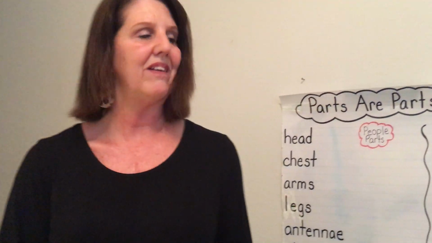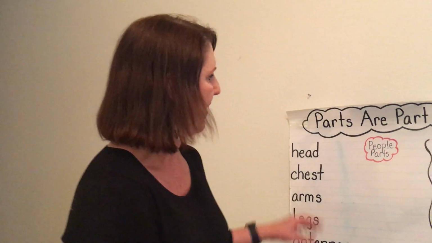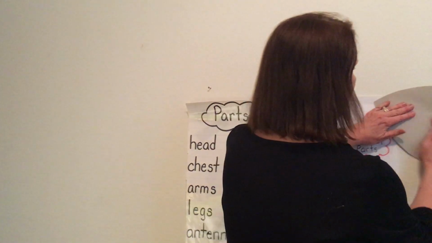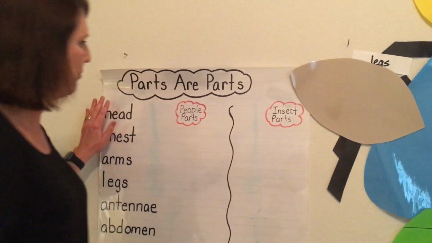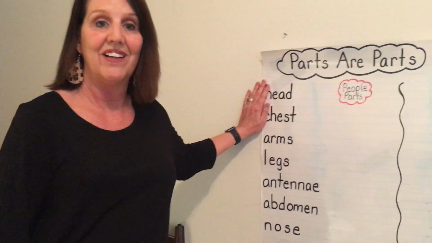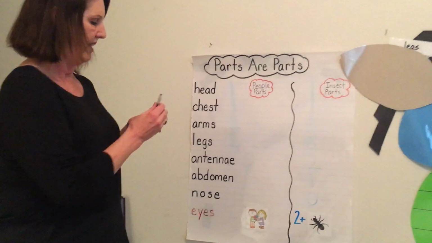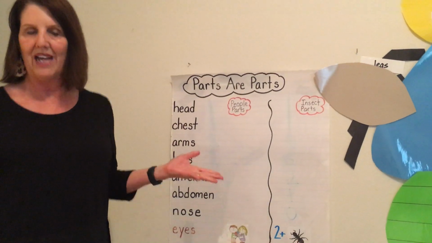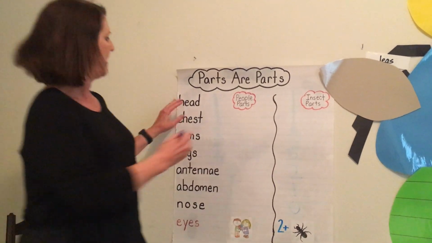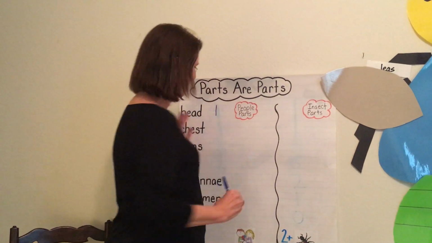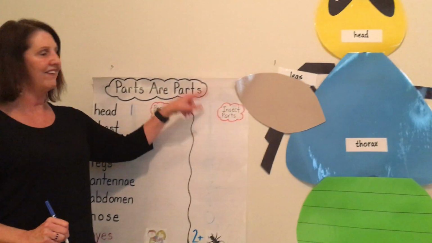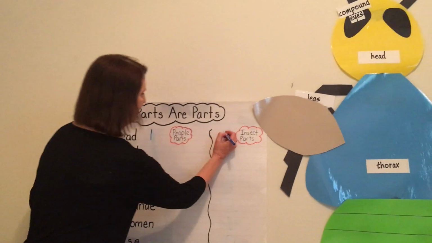Okay, what I'd like you to do is think about the parts on your body, and we're going to see what we have in common with insects. First of all, think about how many heads you have. Hopefully you know you have one head, okay? An insect also has one head.